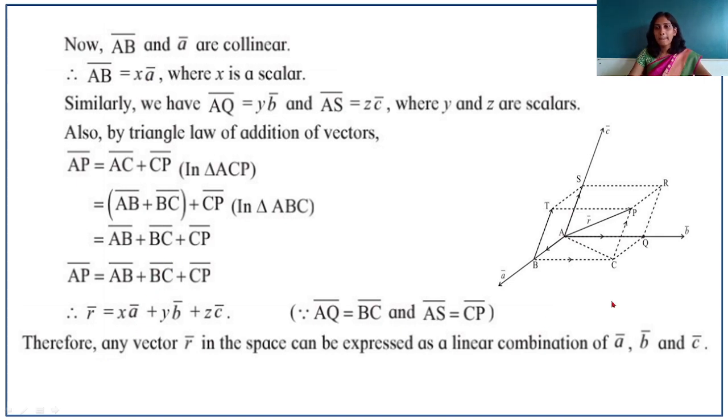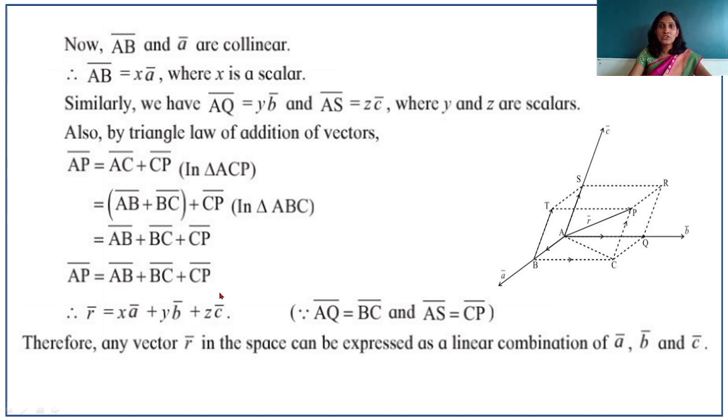Now, BC bar is parallel to AQ bar, or it is similar to AQ bar. So AQ bar is equal to YB bar. So here YB bar. Then CP bar. What is CP bar? CP bar is equal to AS bar. So what is AS bar? AS bar is equal to ZC bar. So here ZC bar. So R bar is equal to XA bar plus YB bar plus ZC bar.